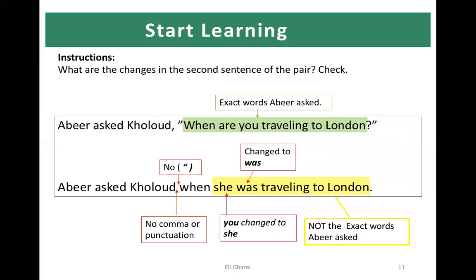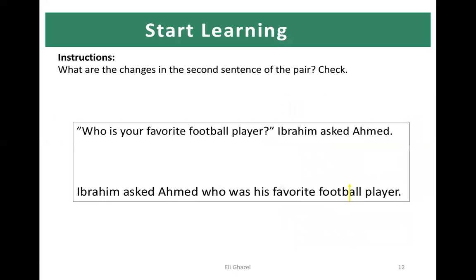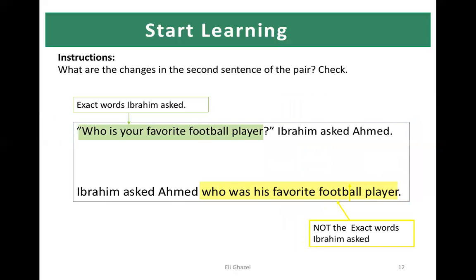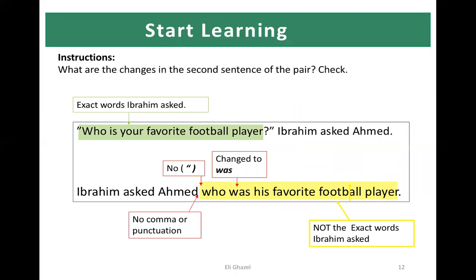Now, once we finish this, we go to the fourth one. Who is your favorite football player? Again, the exact words Ibrahim asked, not the exact words Ibrahim asked. No comma or punctuation, no quotation marks. Notice that the "is" has been changed to "was." Notice that "your" has been changed to "his." Notice that there are no quotation marks at the end.